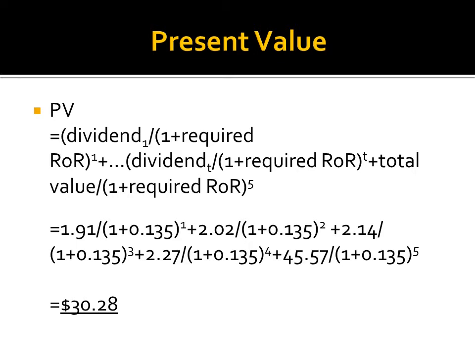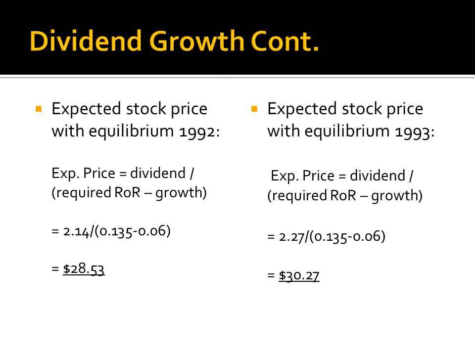Now, to find the present value, we plug the numbers we just found into the equation shown to get our current value of stock, which is $30.28. Next, we found the stock price with equilibrium for 1992. The expected price was equal to the dividend divided by the required rate of return minus growth, which was $2.14 divided by 13.5% minus 6%, giving us an expected price of $28.53.